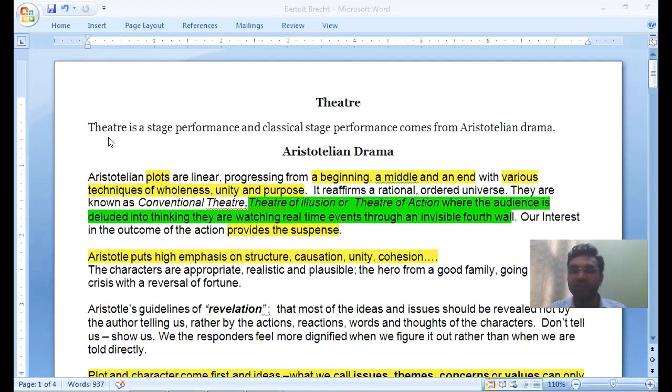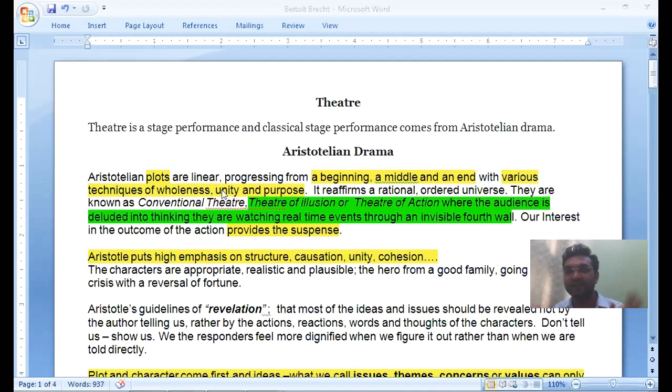if you are going for the Aristotelian drama, you are watching on your screen the definition of the Aristotelian drama. There is a rule and regulation. There must be a plot of the story. What type of plots should there be? The plot must be linear. There must be a sequence. There must be a coherence.